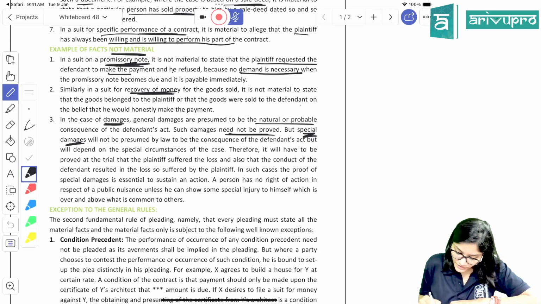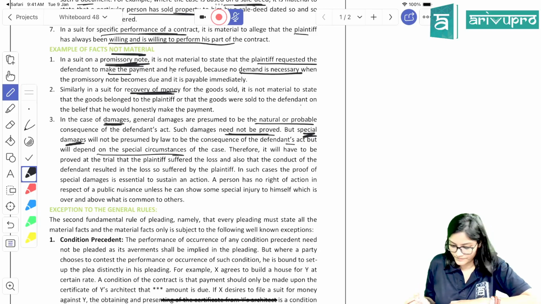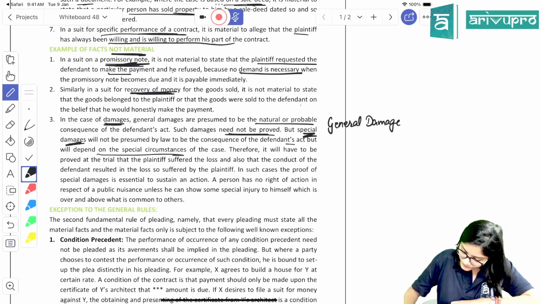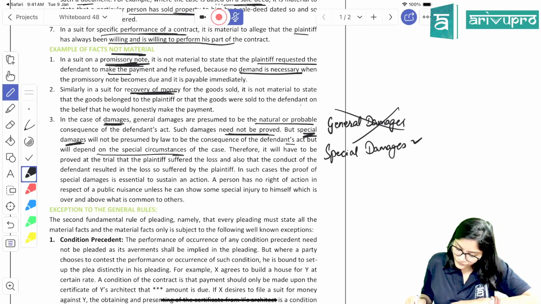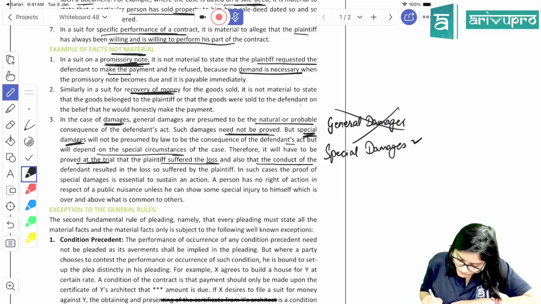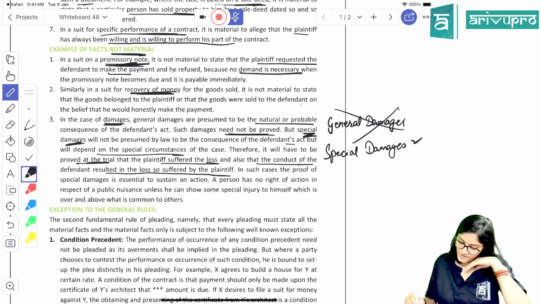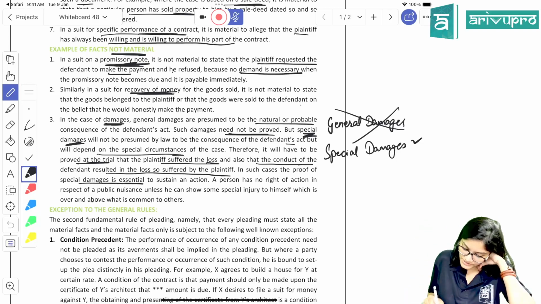But special damages are not presumed by law to be the consequences of the defendant's act, but will depend on special circumstances, right? So that means what? General damages are not to be proved. Special damages, yes. Therefore, it will have to be proved at the trial that the plaintiff suffered the loss and also that the conduct of the defendant resulted in the loss so suffered by the plaintiff. You will have to explain special damages. In such cases, the proof of special damages is essential to sustain the claim.